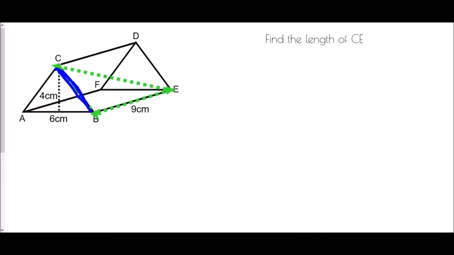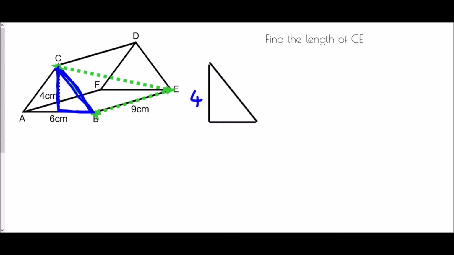And so if I need that length, then I'm also going to need the right angle here. I'm going to go to the triangle which has C at the top and B at the bottom. It has a height of 4.